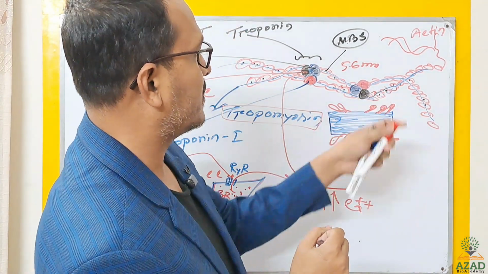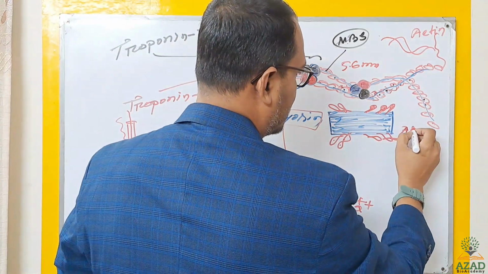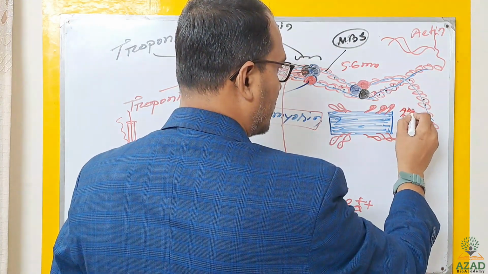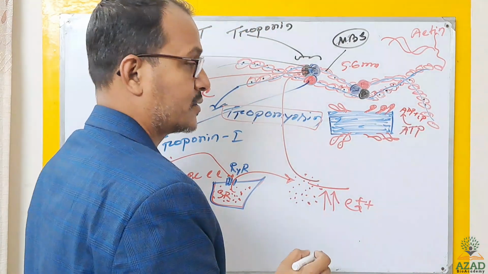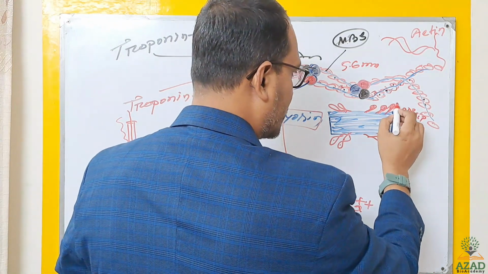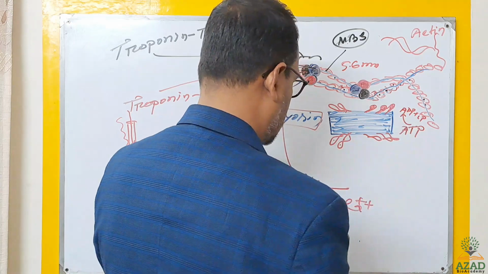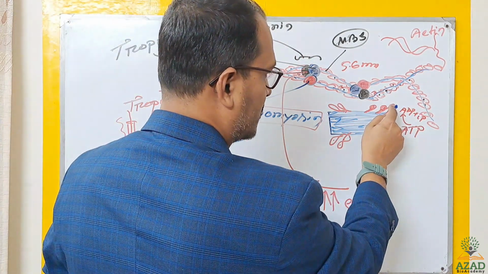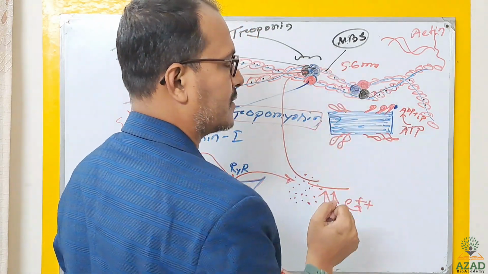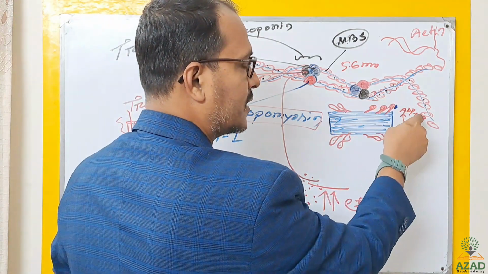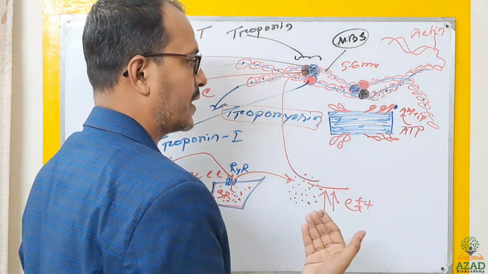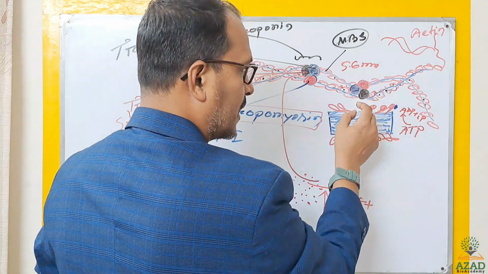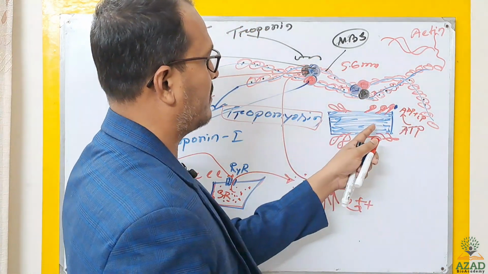And how will the myosin head bind with the actin? Here ATP is there, and due to its ATPase activity, the ATP will be hydrolyzed into ADP and one inorganic phosphate. The ADP will bind with the myosin head, and it will change the conformation and turn towards the actin. How? It will use the energy produced by the hydrolysis of ATP, and that energy will be used to change the conformation.